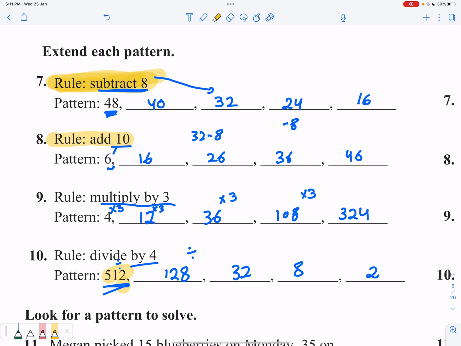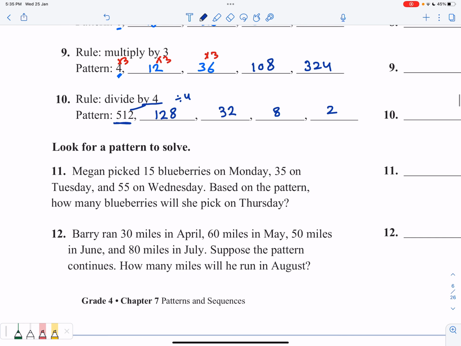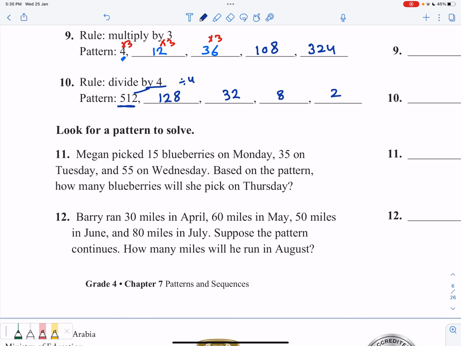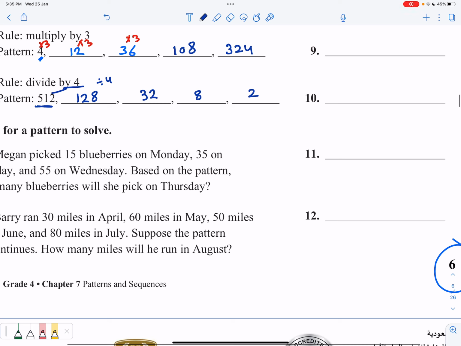Each time we take the rule, then we apply it to get the next numbers or the next terms that we have. Megan picked 15 blueberries on Monday, 35 on Tuesday, and 55 on Wednesday. Based on the pattern, how many blueberries will she pick on Thursday? So let's take a look at this pattern. What is going on here? First we have, let's write these numbers, 15. Then we have 35. Then we have 55.